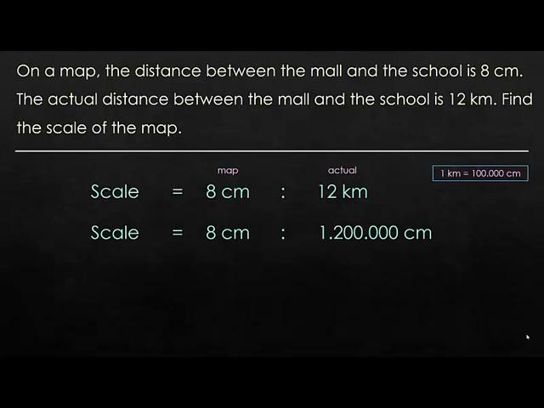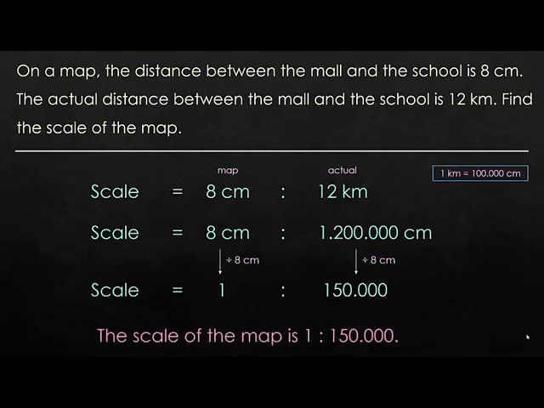Let's see. We divide 8 centimeters by 8 centimeters, which equals 1, and 1,200,000 centimeters divided also by 8 centimeters equals 150,000. So the scale of the map is 1 to 150,000. So we conclude the scale of the map is 1 to 150,000.